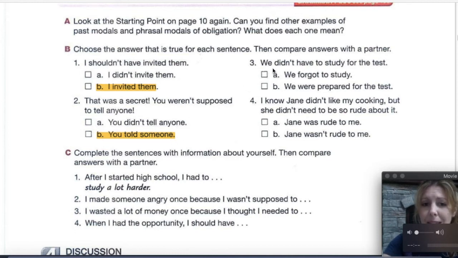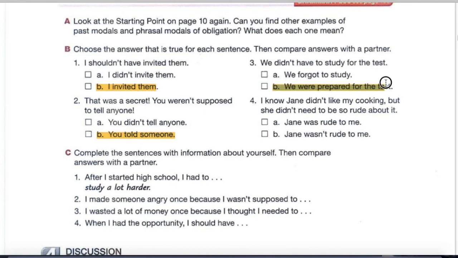All right. Look at number 3. We didn't have to study for the test. Does that mean we forgot to study, or we were prepared for the test? Remember what we said about didn't have to. There's no obligation. So, B. We were prepared for the test. Now, if we changed this statement to we were supposed to study for the test or we should have studied for the test, then you could say we forgot to study. But in other words, we were prepared, so we didn't have to study.